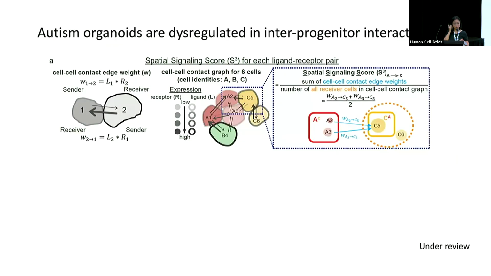Now, with spatial information, as all of you would appreciate, you can actually start to interrogate the cell-cell interactions that could be responsible for the cellular phenotypes that we see. And so we devised a metric called spatial signaling score, where we quantify the interactions between pairs of cells that are in contact with each other.